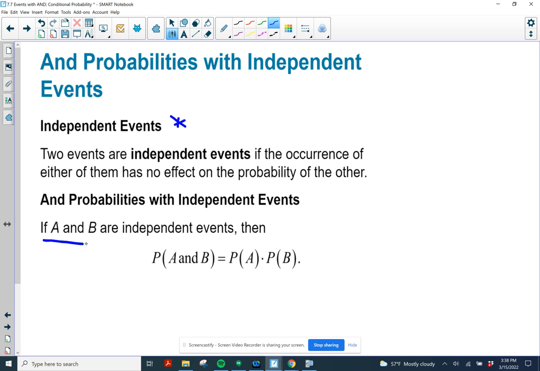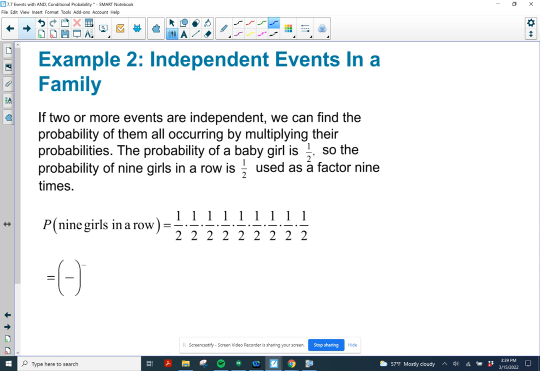When we have two events A and B that are independent, if A and B are independent events, then the probability of both A and B happening is the probability of A times the probability of B. This is what we call the multiplication principle. So we multiply. Let's do some examples.